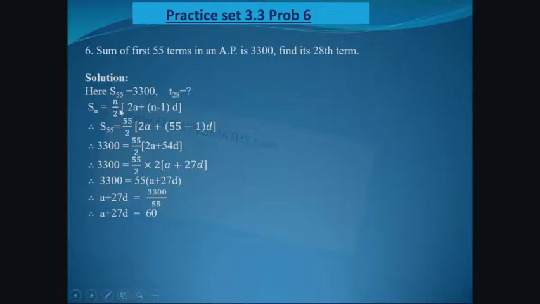Now Sn is n upon 2 into (2A plus (n minus 1)D). Now n is given, first 55 terms. And the S value is given. S55, the value is 3,300. So n is 55 and this value is 3300. So it becomes 55 upon 2 into (2a plus 54d).